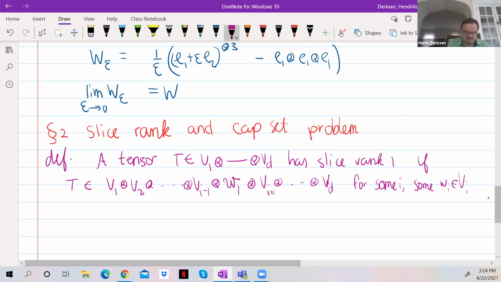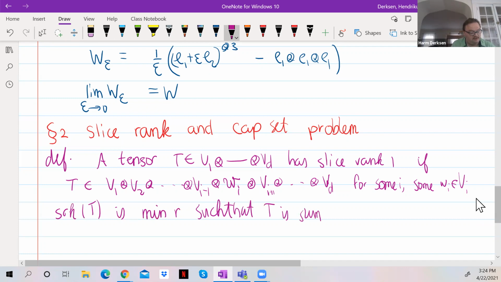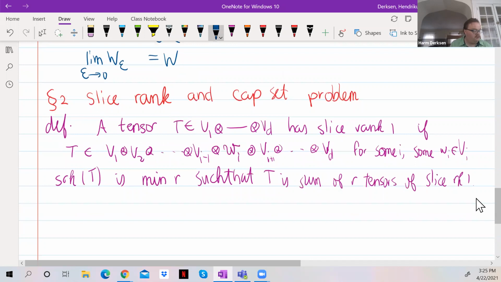So if I go back to this example, I'm not going to write it down again. I didn't say what arbitrary slice rank is. For a general tensor, the slice rank of T is the smallest r such that T is a sum of r tensors of slice rank one. And so the example from earlier, with the tensor that I call W, has slice rank just two.